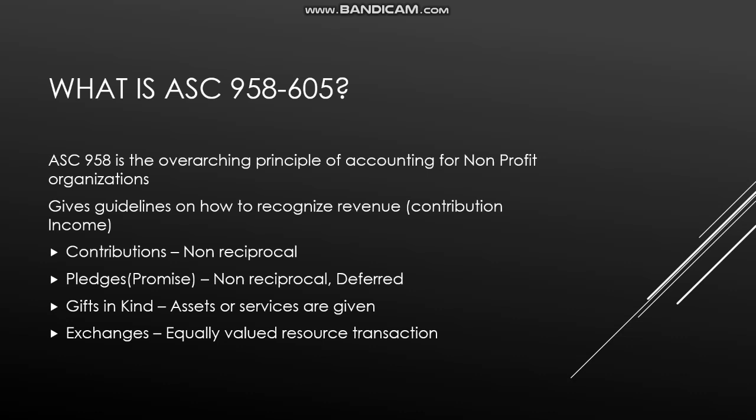Thirdly, gifts in kind, and this is much like a contribution in the sense that it is the same thing, really, but instead of getting cash, we're getting some sort of fixed asset or service out of the contribution. And lastly, exchanges. These are much more like a sale in the way that we understand regular accounting. This is the second major type of revenue source for nonprofits.